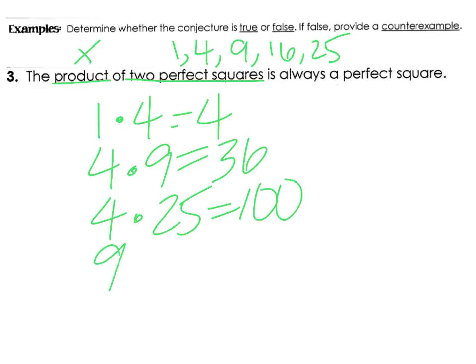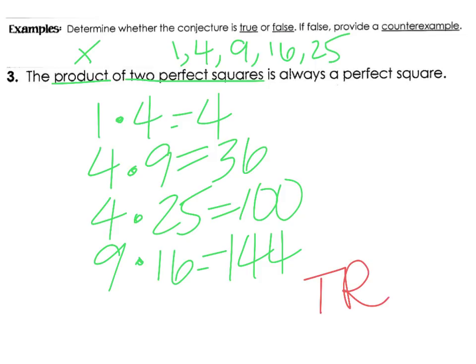Let's try 9 times 16. Plug that into our calculators. 9 times 16 gives us 144. 144 is a perfect square as well, since 12 squared gives us 144. We keep trying all these, and we can't think of anything that proves this to be false. If we could come up with an example that proves this statement false, that would be a counterexample. But we can't come up with a counterexample, so we say that this is a true statement.